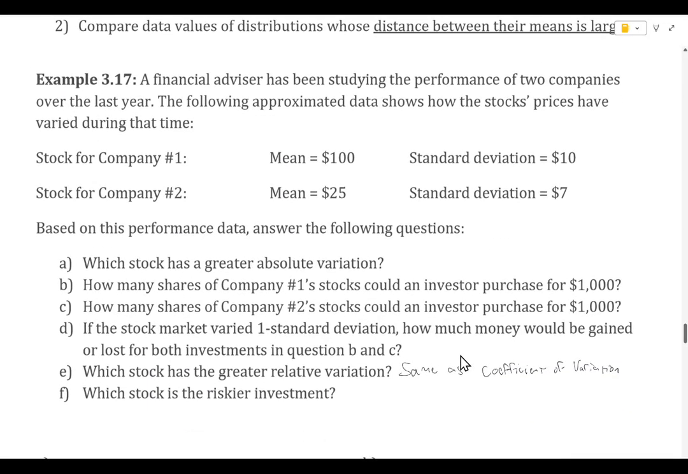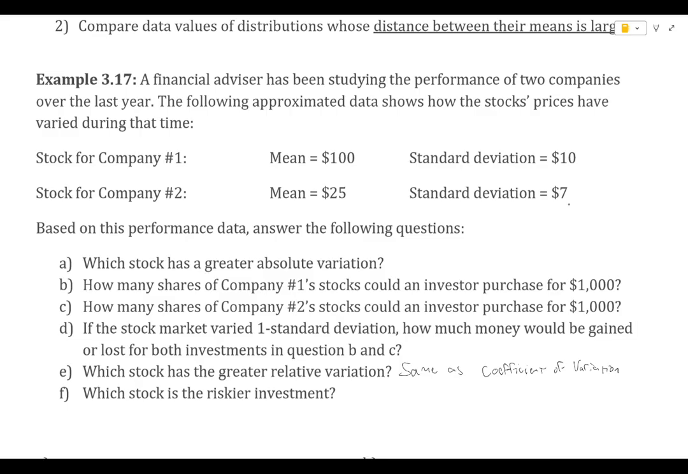It says, example 3.17, a financial advisor has been studying the performance of two companies over the last year. The following approximated data shows how the stock's prices have varied during that time. So stock for company number one has a mean average of $100 for the year and a standard deviation of $10 over that year. Whereas stock for company number two has a mean of $25 and a standard deviation of $7. Based on this performance data, we want to answer the following questions.